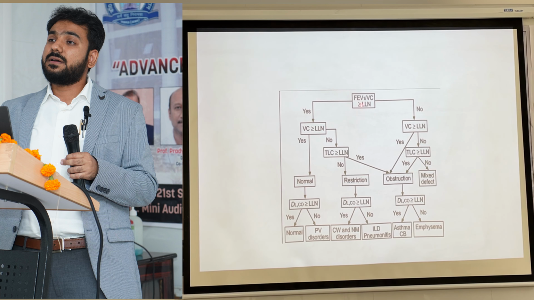Okay. If a patient is having FEV1 upon FVC as normal, but his total lung capacity was reduced, we can make a diagnosis of restriction, and in this patient we should do a DLCO. If it is normal, then obviously there is a chest wall or neuromuscular disorder. If that is reduced, we can make a diagnosis of ILD, pneumonitis. Okay, we'll talk about it more when we do the workstations.